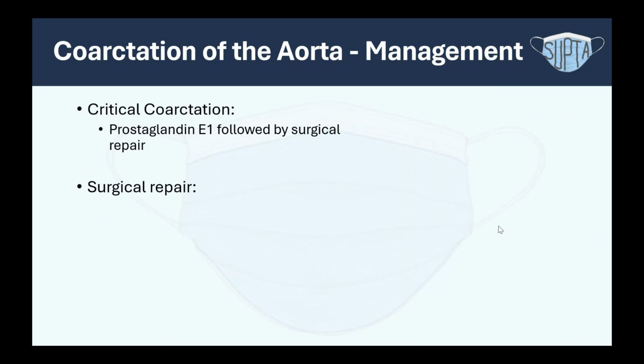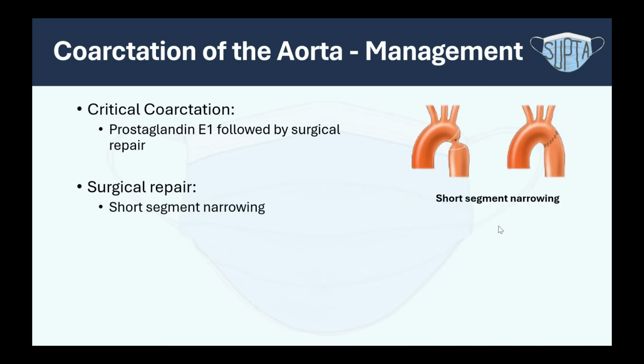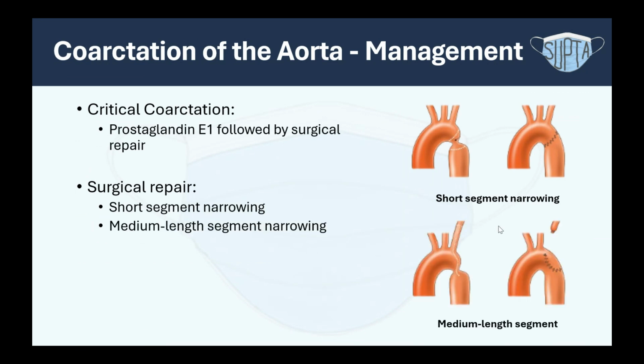So you're again going to vary the approach. If you have a short segment narrowing, you can do something called an end-to-end anastomosis. For this, you're going to cut out the bit that is narrowed, and you just stitch the 2 healthy ends together. Simple enough. For a medium length segment narrowing, where too much area is involved for you to be able to do an end-to-end anastomosis, you're going to essentially reconstruct the arch with a patch and then fix the narrowing.